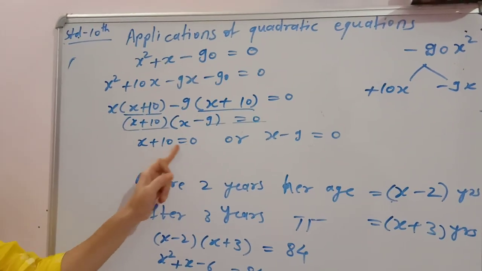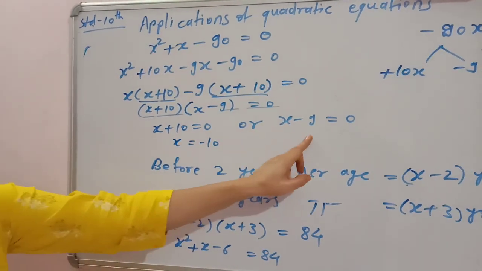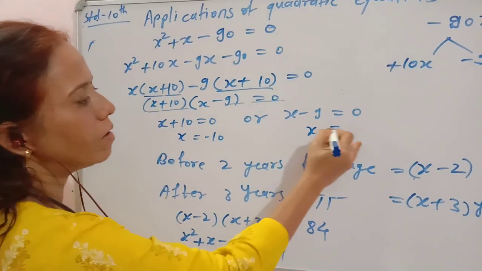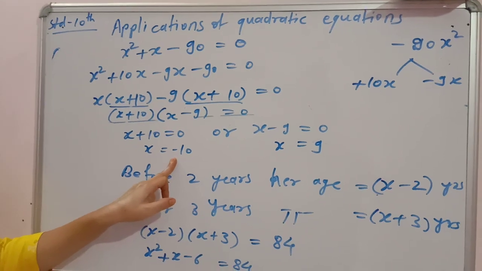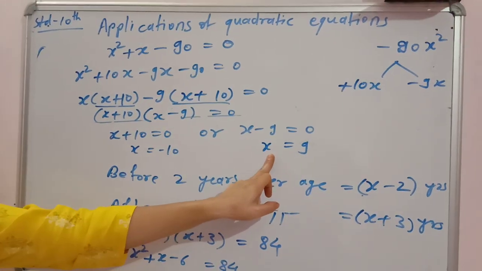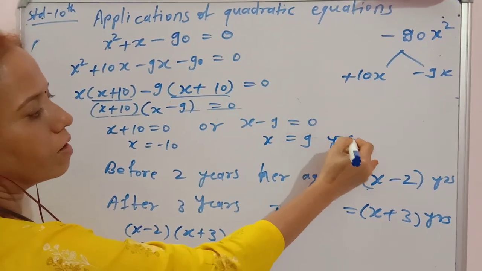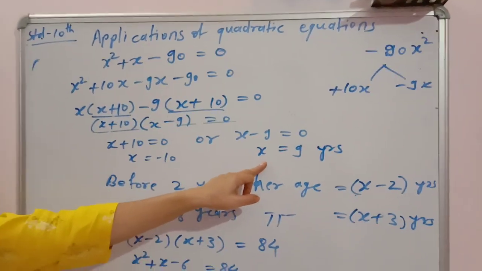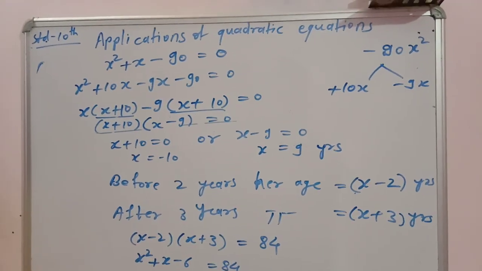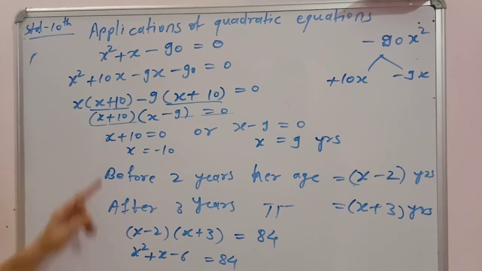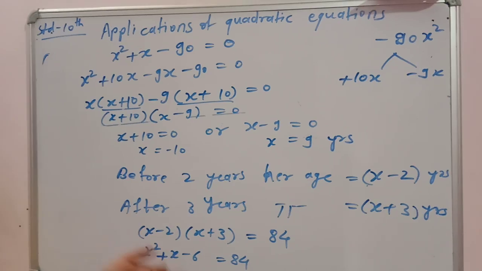So when x plus 10 equal to 0, the value of x is minus 10. When x minus 9 equal to 0, the value of x will be 9. And as it is negative 10 and age is never negative, so what is the age of Pragati? The present age of Pragati is 9 years. So we have found out the present age of Pragati. So in this way we can solve the problems in our day-to-day life by preparing the quadratic equation and then solving it by any method. Okay.